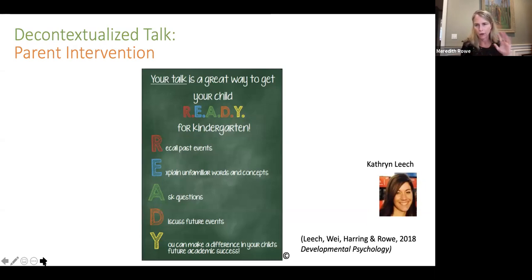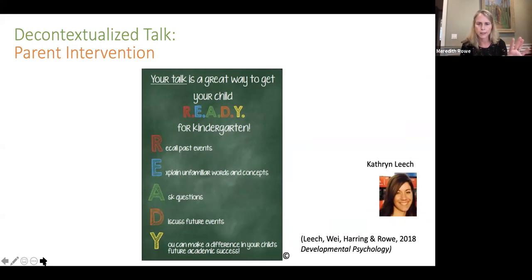And basically the R stands for recalling the past events. E is those explanations of unfamiliar words or concepts. A is asking those open-ended questions. D is discussing future events. And then the Y is you can make a difference in your child's future academic success. So that's the sort of efficacy mindset piece.